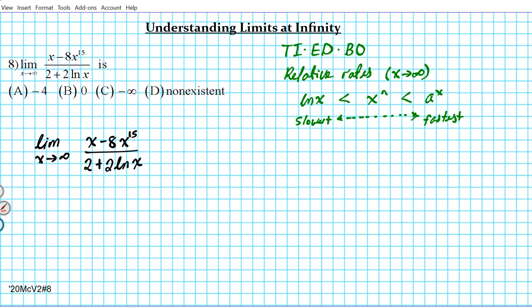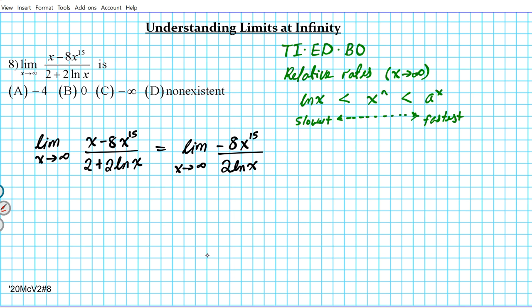In this limit scenario, we're going to look at the numerator and the denominator first and ask ourselves, which are the terms that dominate in the numerator and the denominator? Those are the only ones we will consider. So check this out. This limit becomes the limit as x approaches infinity of negative 8x to the 15 over 2 ln x.